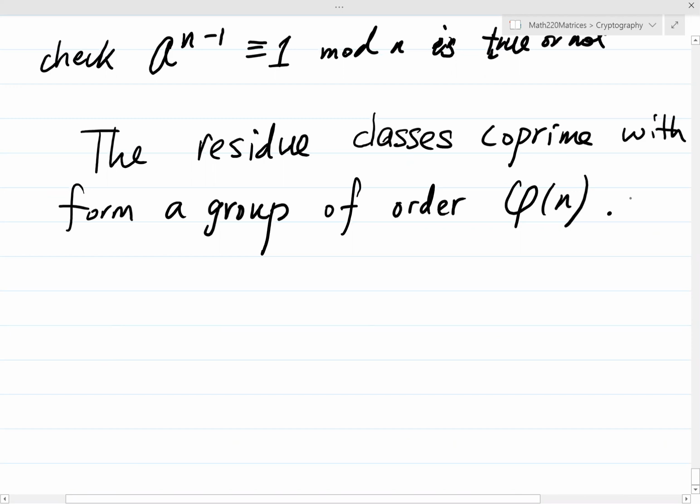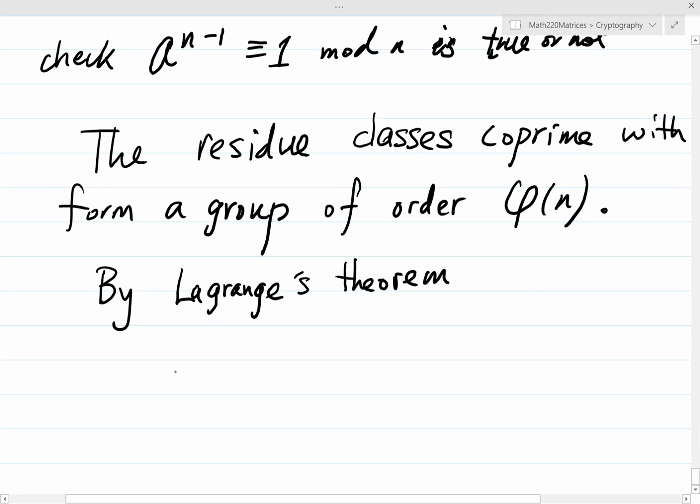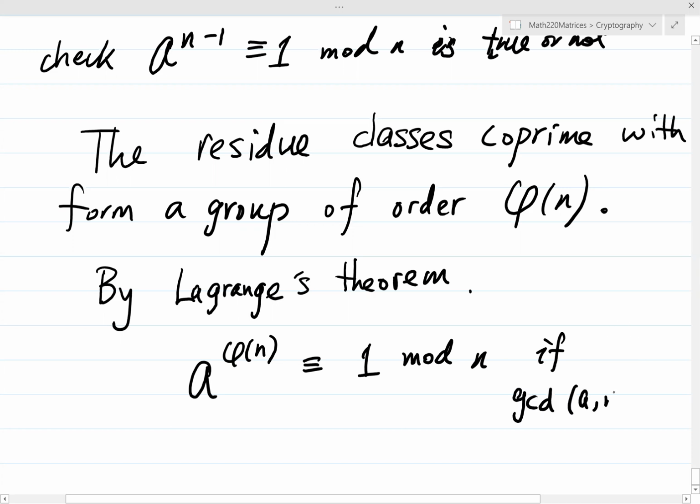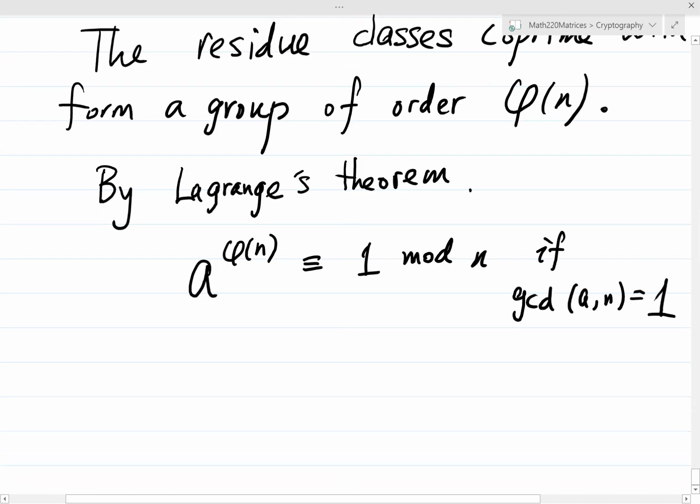By Lagrange theorem, the element has order, you know, a to the power phi n is congruent to 1 mod n, if a and n are coprime, if GCD of a and n is 1. So we get this, and we will use it in a moment.